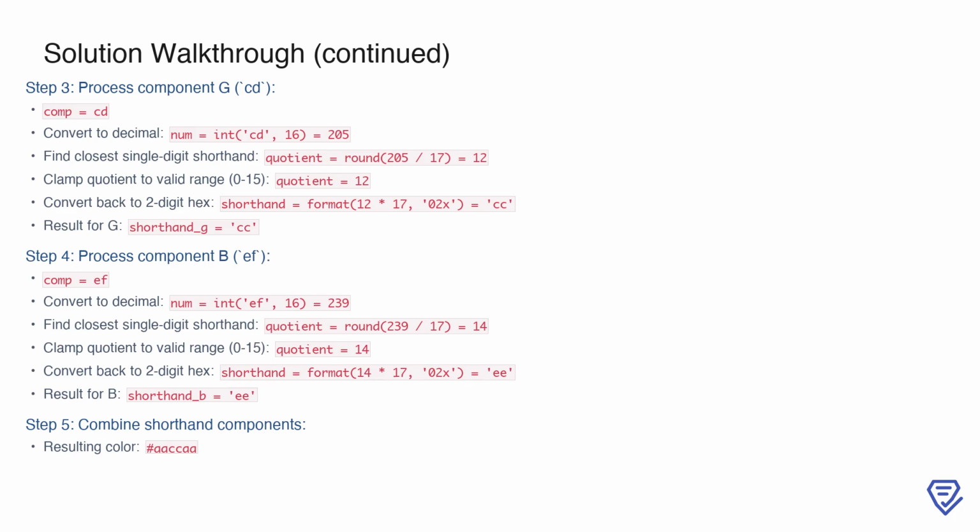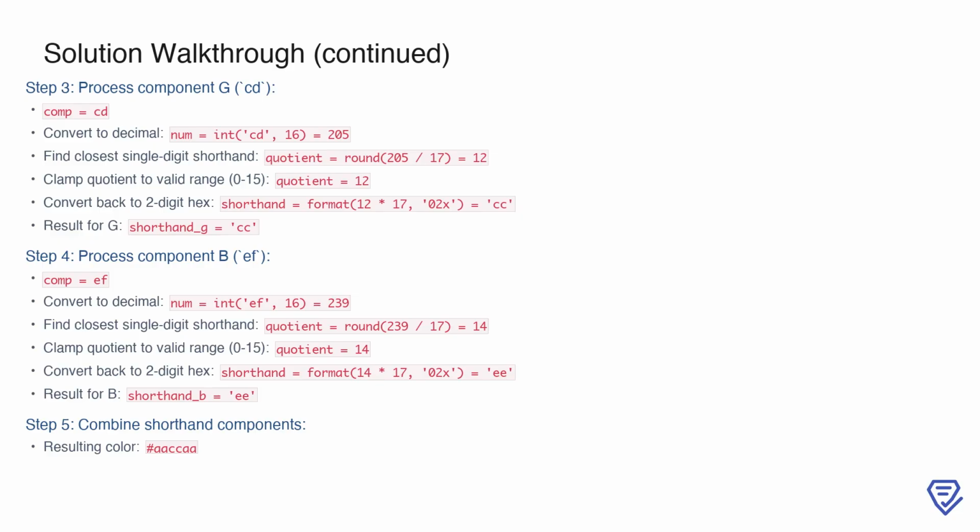Now, for the green component CD. Converting it to decimal gives 205. Dividing 205 by 17 and rounding results in 12, which is within the valid range. Multiplying 12 by 17 and converting it back to hexadecimal gives CC, the shorthand representation for green.